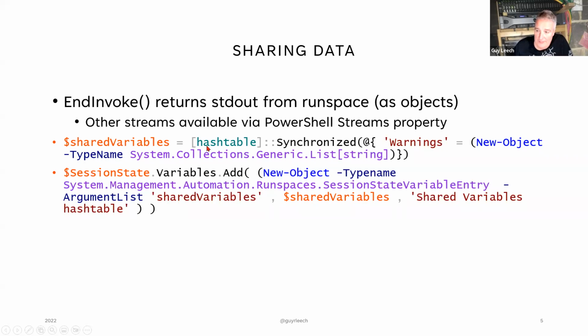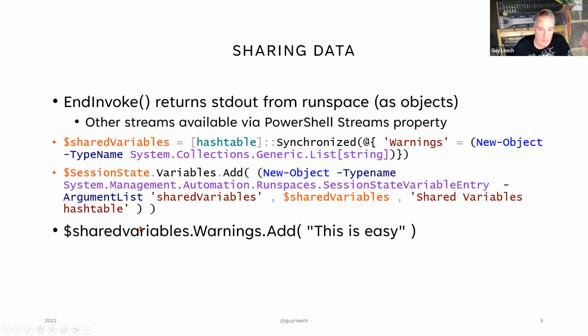So we add that to the session state, and then I can just add to warnings wherever I need to. These are in the main script. This is in the script block that's running in each of the threads. Then at the end I have a collection called shared variables.warnings, which is all the warnings from all the scripts put together. I don't necessarily know what order those warnings are in. For this customer script, it didn't matter.